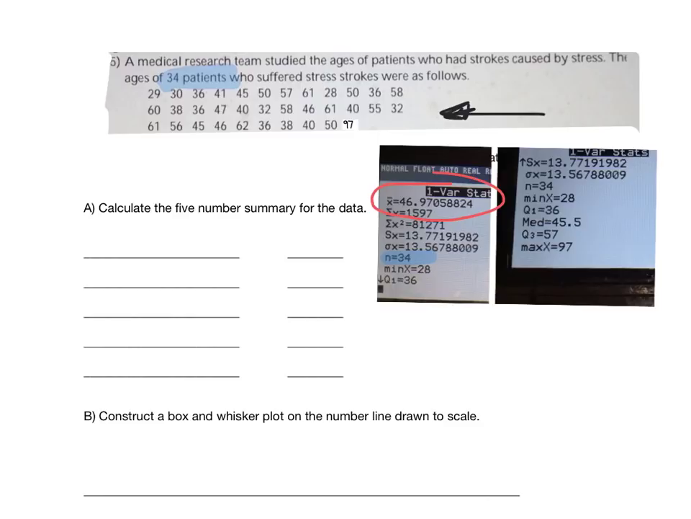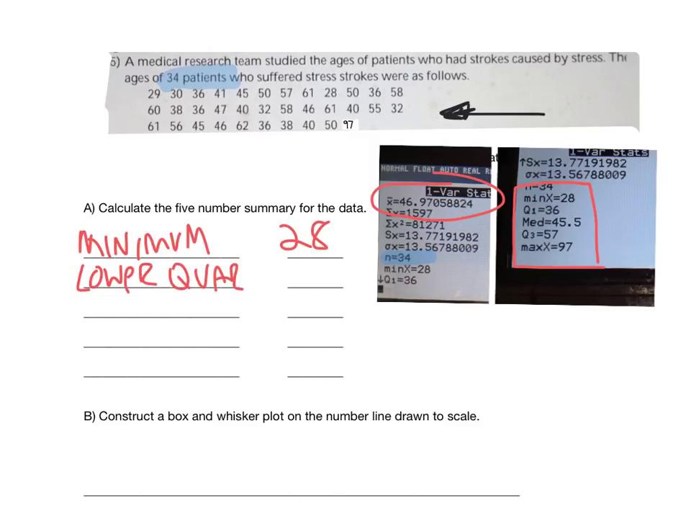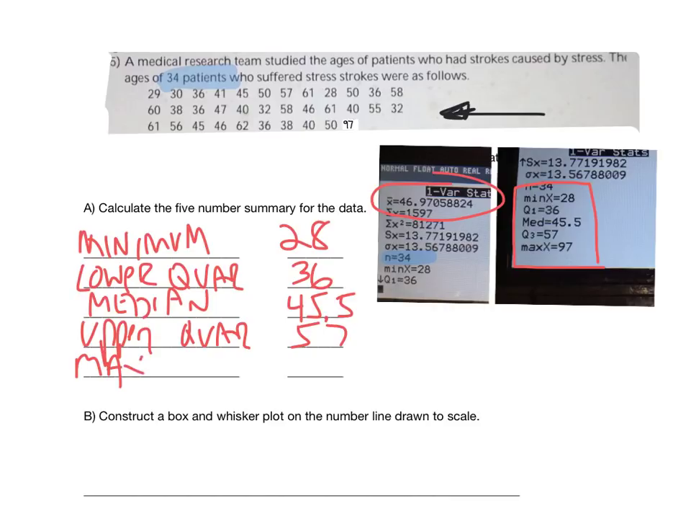Now we have to calculate the 5-number summary, and the 5-number summary are the last 5 values that are listed here. So the minimum is 28. The lower quartile, that's 36. The median, 45.5. The upper quartile, that's 57. And the maximum is 97. So that's our 5-number summary.